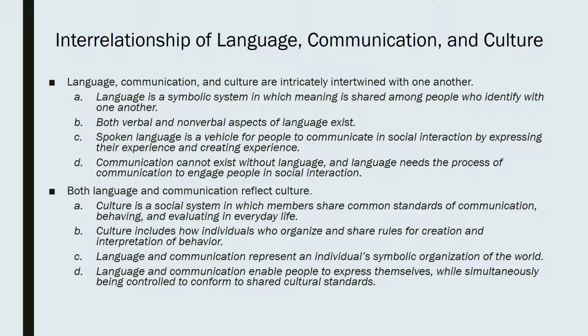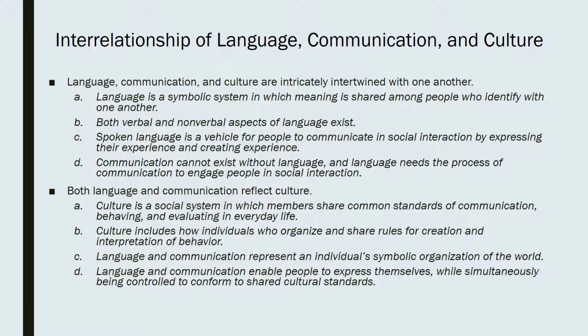Language, communication, and culture are intricately intertwined with one another. Language is a symbolic system in which meaning is shared among people who identify with one another. Both verbal and nonverbal aspects of language exist. Spoken language is a vehicle for people to communicate in social interaction by expressing their experience and creating experience. Communication cannot exist without language, and language needs the process of communication to engage people in social interaction.